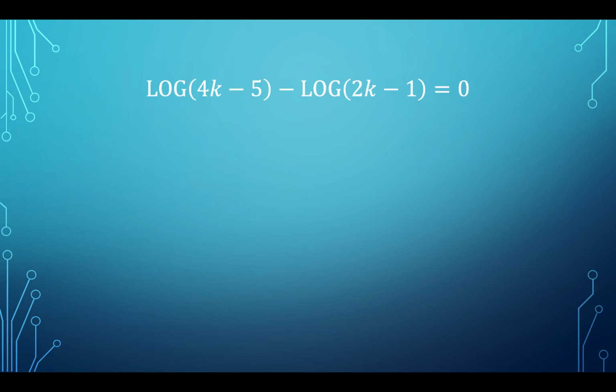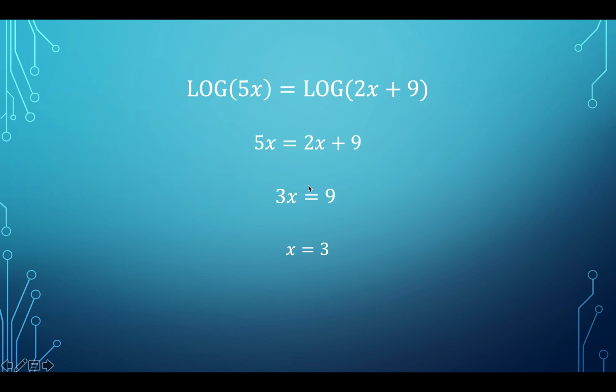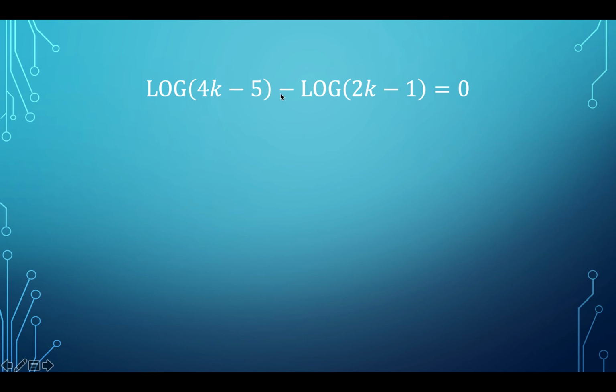How about this one? We have log(4k - 5) - log(2k - 1) = 0. We can't do what we did in the previous problem. Why? Because we have a minus log here that is equal to 0. The logs have to be log equals log. So how are we going to do that? How can we set this problem up so that we can actually solve it?